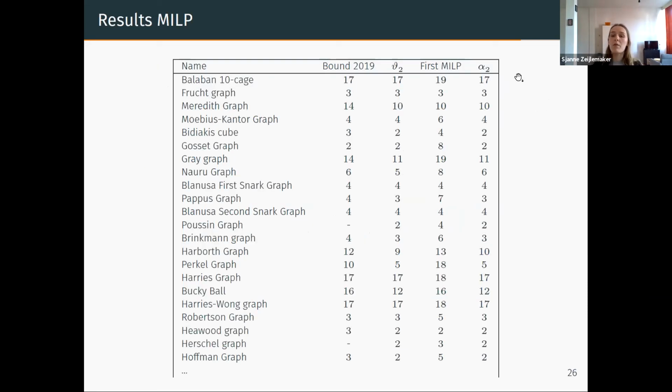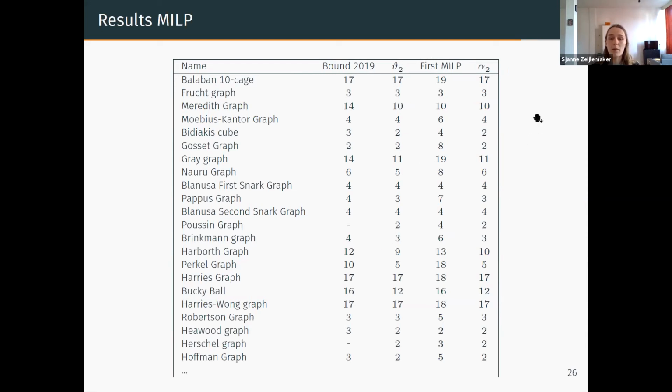So we also compare this for all the named graphs in Sage to this previous bound from 2019. And sadly, we are sometimes outperformed, as you can see. But there's also certain graphs for which we do better, for example, this Meredith graph. And we were able to fill in some of the gaps of the irregular graphs here.